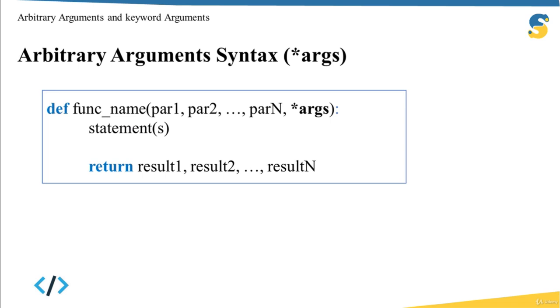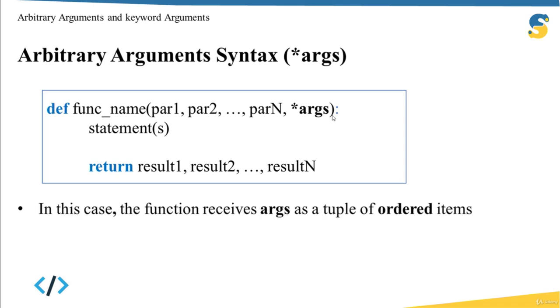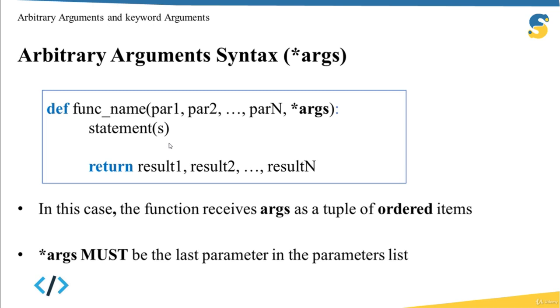Before we move to PyCharm to see some code examples, there are two notes you have to keep in mind. The first one: when I use asterisk args, the function receives the arguments as a tuple of ordered items. So within your function, you have to treat args as just a tuple of values. The second note: when you define a function with asterisk args, if there is no double asterisk kwargs, asterisk args must be the last parameter in the parameters list. Let's move now to the code session.